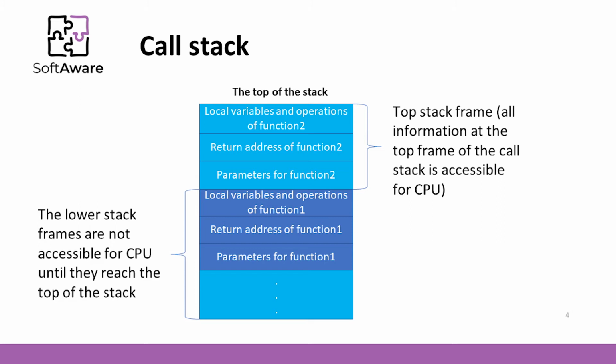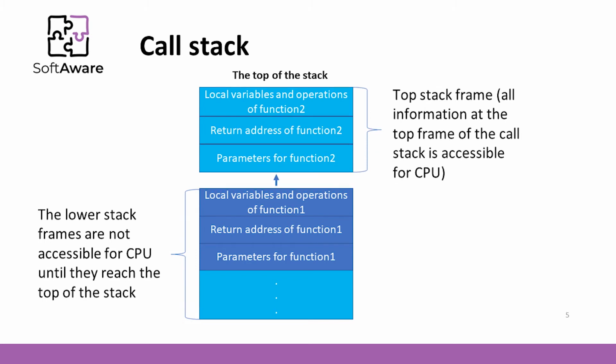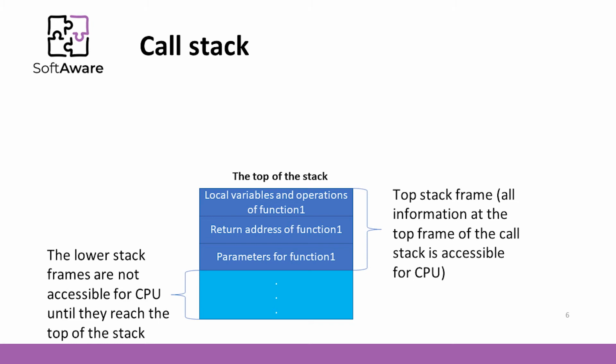Stack frame information can vary depending on the programming language, but usually it contains information on local variables and operations, return address, and function parameters. It is important to keep in mind that only the top stack frame is accessible to the CPU. The lower stack frame is not accessible until the upper stack frame is popped out of the call stack. The stack frame is popped out of the call stack when the function finishes its work. For example, let's say function 2 has finished and then it is popped out of the call stack. After that, the new top stack frame is accessible for execution.